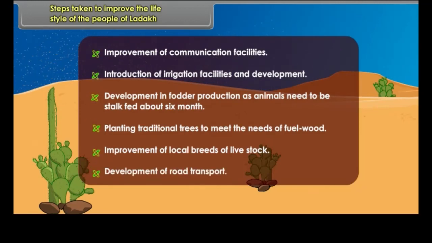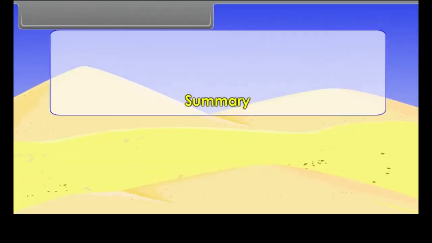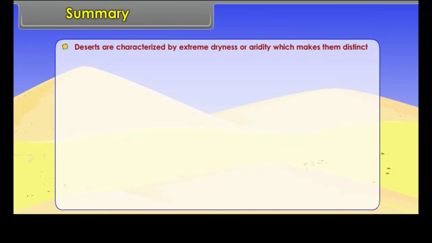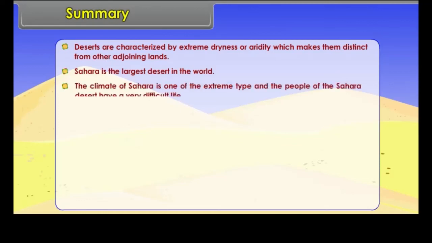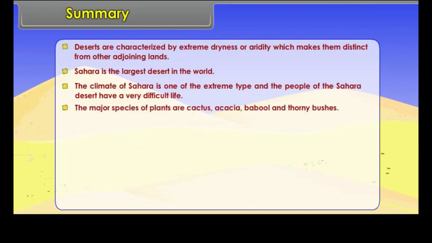Development of road transport. Summary: Deserts are characterized by extreme dryness or aridity, which makes them distinct from other adjoining lands. Sahara is the largest desert in the world. The climate of Sahara is one of the extreme type, and the people of the Sahara Desert have a very difficult life. The major species of plants are cactus, acacia, babool and thorny bushes.